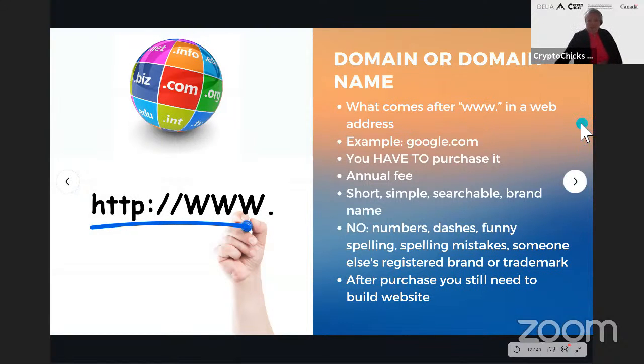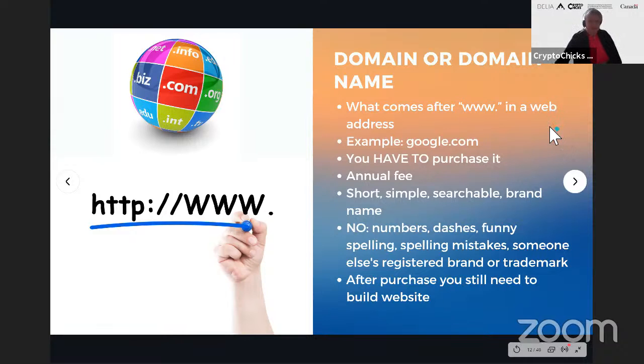So you will hear in this presentation the name domain or a domain name. So what is that? That is what comes after www in the web address that you type in your web browser. So for example, google.com is a domain or domain name. If you create a website, you will have to purchase the domain name. There's no way around it.